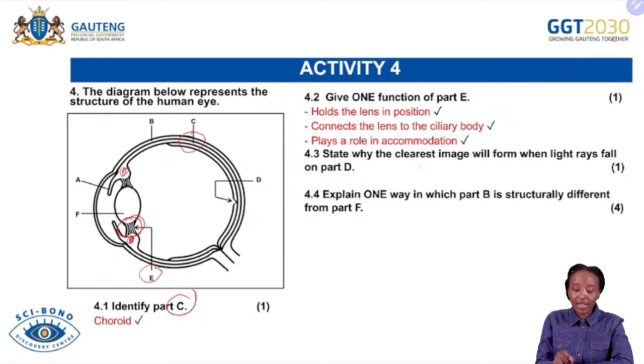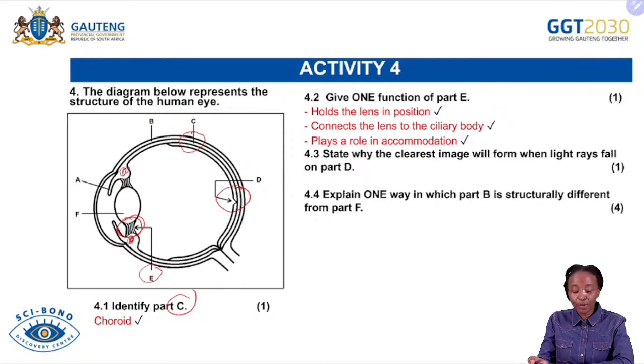Then state why the clearest image will form when the light rays fall on part D. Part D, same question, it's the yellow spot. There's a high concentration of cones there. So when you state why, it's because there's a high concentration of cones there. Therefore, that is why there will be the clearest image.